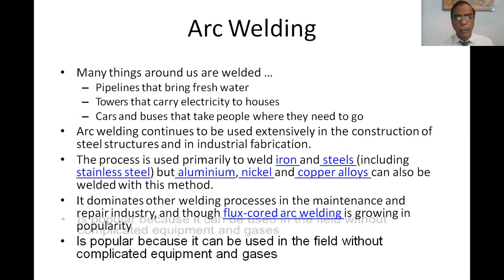Many things around us are welded by arc welding: pipelines that bring fresh water, towers that carry electricity to houses, cars and buses that take people where they need to go. Arc welding continues to be used extensively in the construction of steel structures and in industrial fabrication. The process is used primarily to weld iron and steel, including stainless steel, but aluminum, nickel and copper alloys can also be welded with this method.